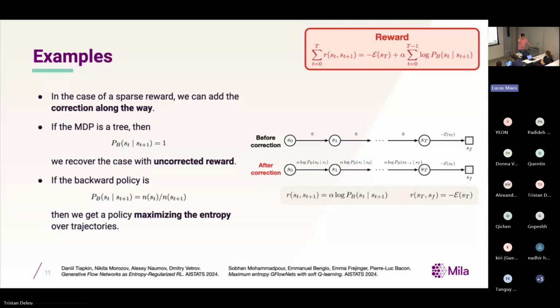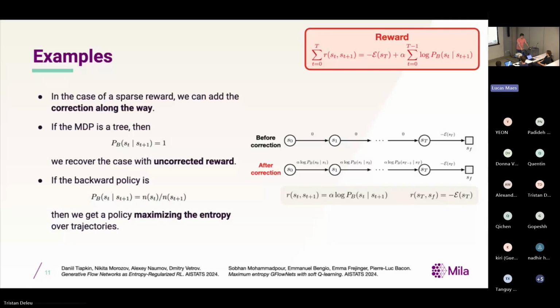One thing which is interesting is that what I showed you at the beginning is that when we had a tree, then just using MaxEnt RL was doing exactly what we were expecting, and we were getting samples from the Gibbs distribution. This matches exactly what we have here, because in the case of a tree, every state only has one parent. So any backward policy is going to be equal to just 1. So we recover the case where we had an uncorrected reward.